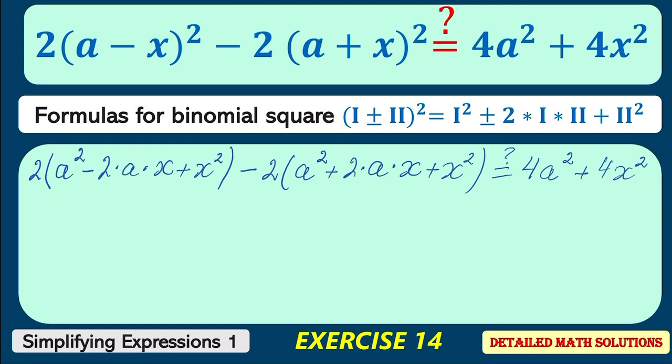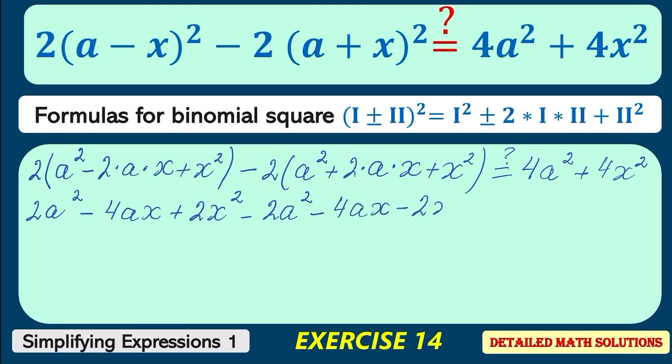Next, I need to open parentheses and multiply 2 with each term within the parentheses. When I do that, I get 2a squared minus 4ax plus 2x squared minus 2a squared minus 4ax minus 2x squared. And I need to see if this equals 4a squared plus 4x squared.